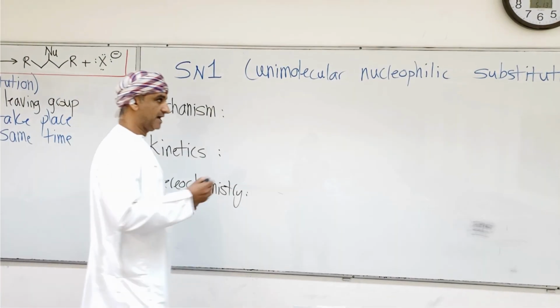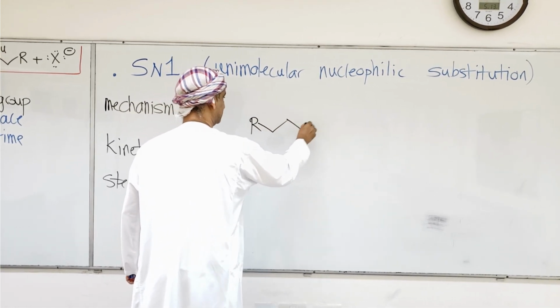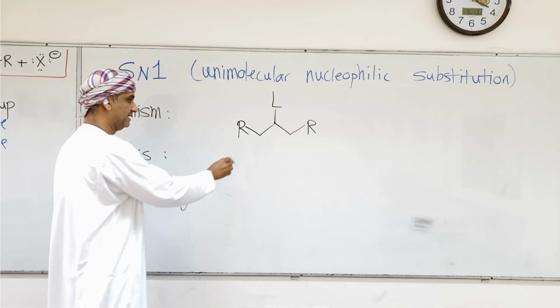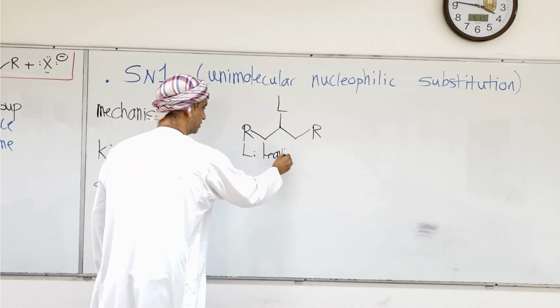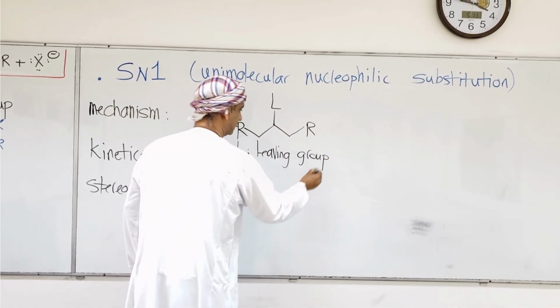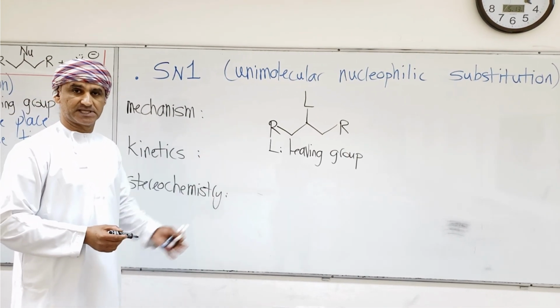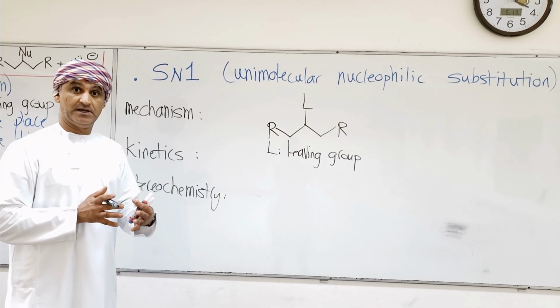Let's draw the structure again of the reacting substrate. This is the substrate containing L or X. L again is a leaving group, including X now, because the halide is a leaving group. This is a general representation for any group that has an ability to leave, okay?